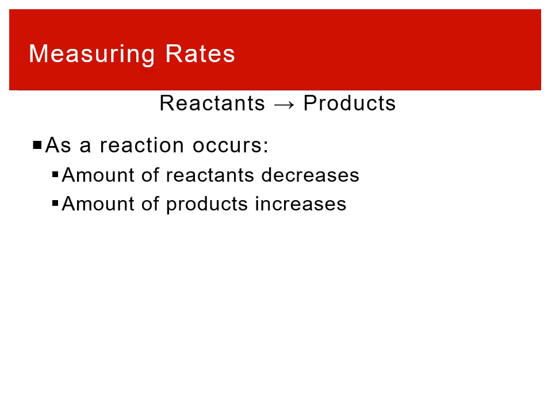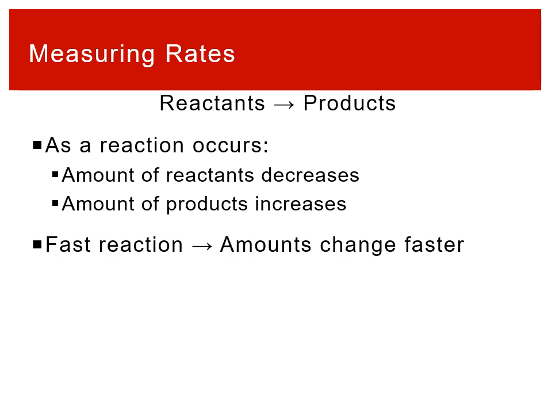So we know for every reaction, it's reactants becoming products. And so we know that as a reaction occurs, the amounts of reactants present should be decreasing, the amount of products increases, right? Reactants are becoming products. You're changing what is present over the course of the reaction. So for a fast reaction, the amounts should change faster, right? Really slow reactions, the amounts don't change. In really fast reactions, the amounts are changing really quickly. You're losing reactants very rapidly, and you're gaining products very rapidly.